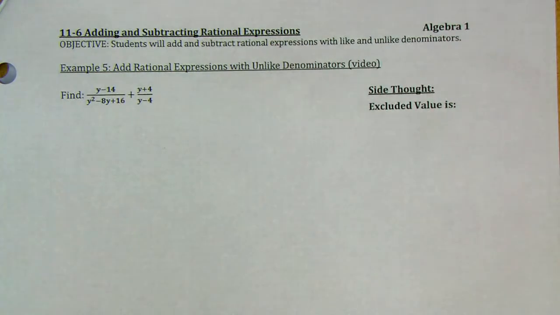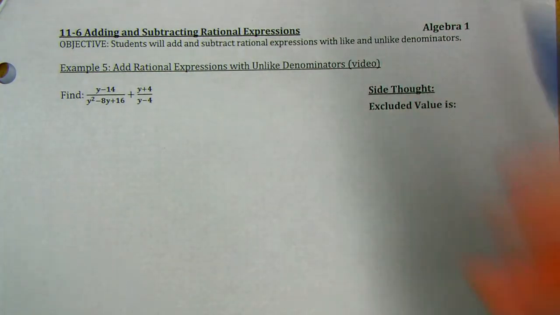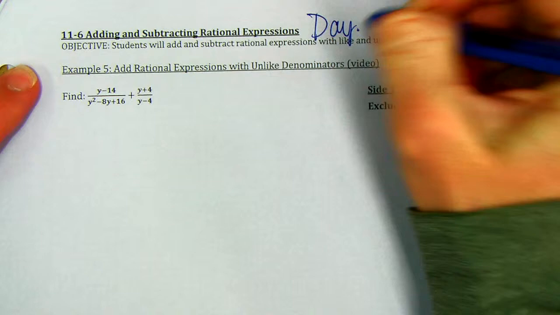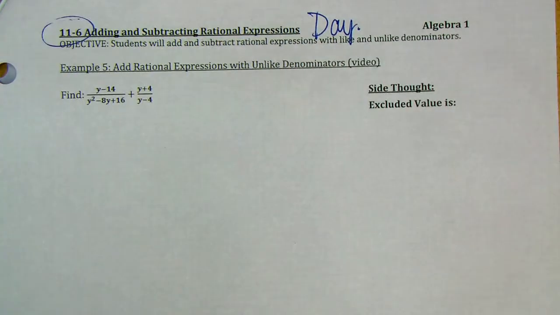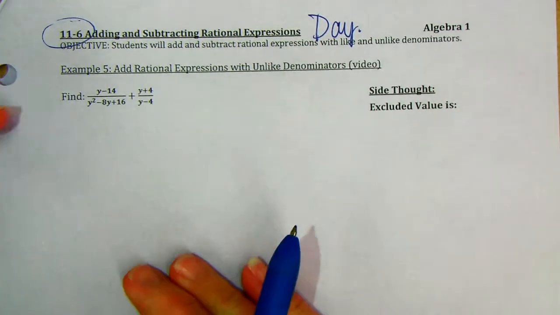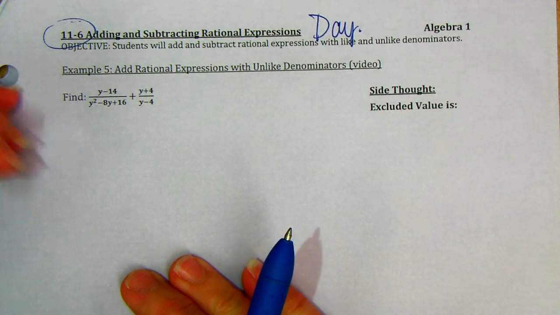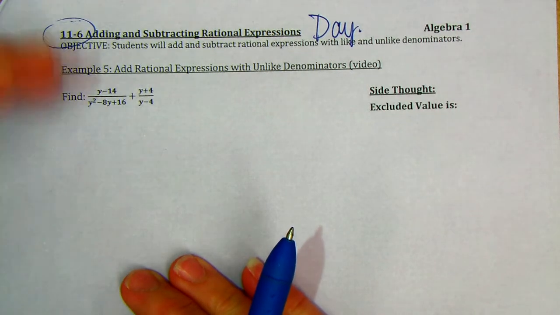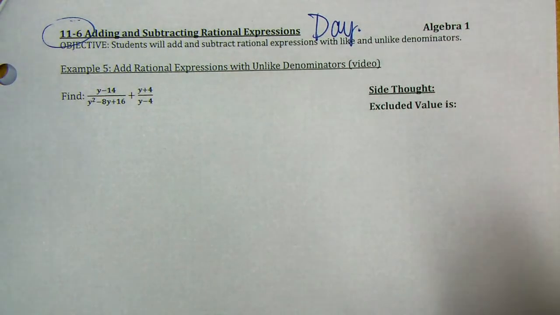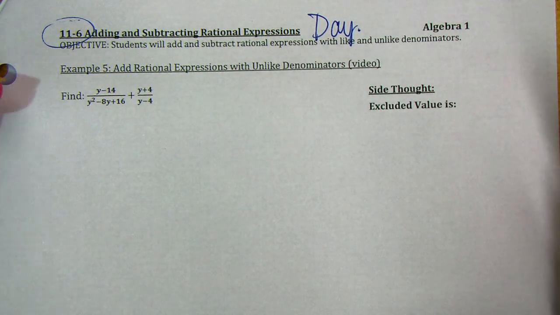Lesson 11.6, adding and subtracting rational expressions. In the first half of the lesson, we added and subtracted fractions that had the same denominator, which is very simple. And then we talked about finding the least common multiple. The least common multiple is really the least common denominator. It is your common denominator. So take a look at this first example.